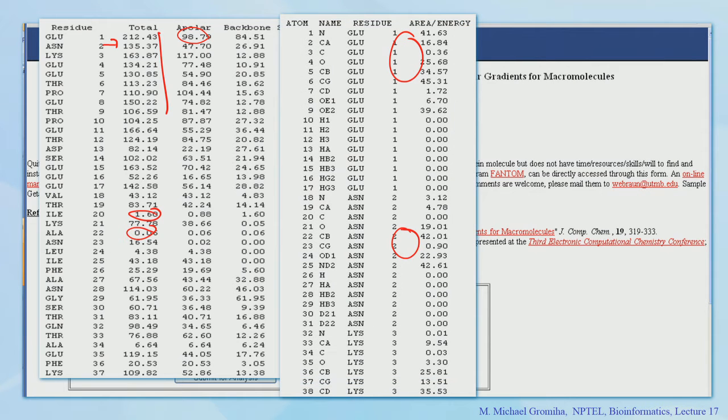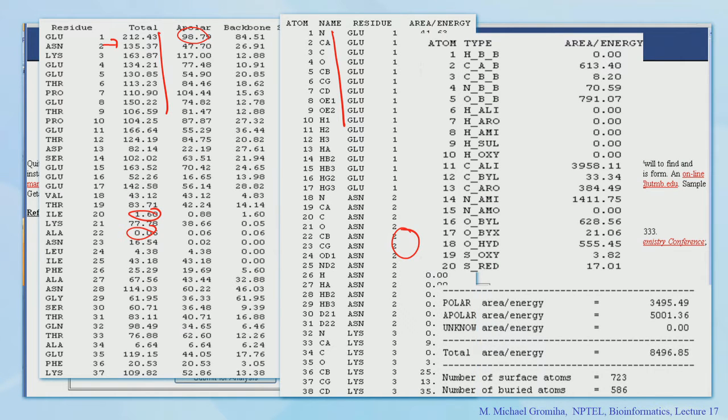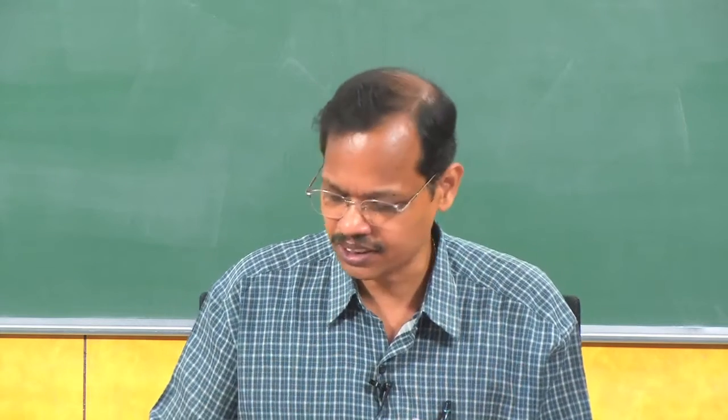Now you can also get this area for each atom. Here it is for each residue, but even for this glutamic acid, you can see the area for each atom in a residue. For each atom type, whether this is CA or CB, you can see the backbone and the different atom types, whether sulfur, aromatic, or aliphatic. So you can see the area based on the different atom types. You can see the overall polar and apolar area, and this is the total area. Also there is the number of atoms at the surface and buried. So you get all the information because it gives the data for each atom. It is easy to use.